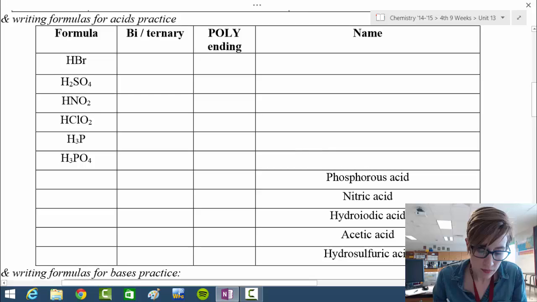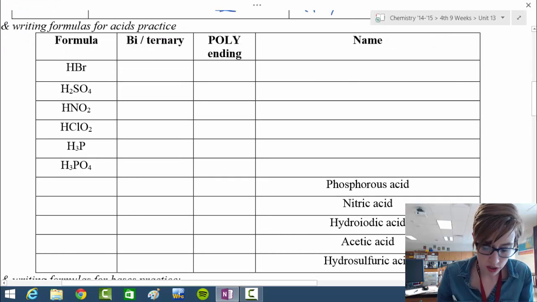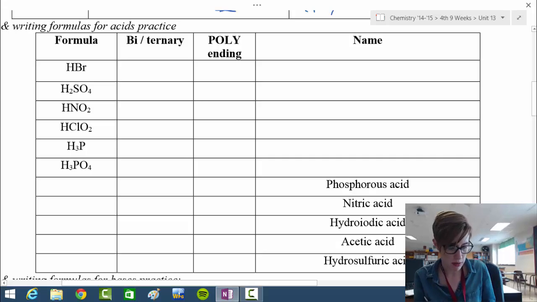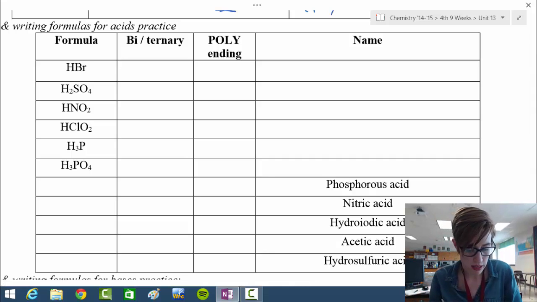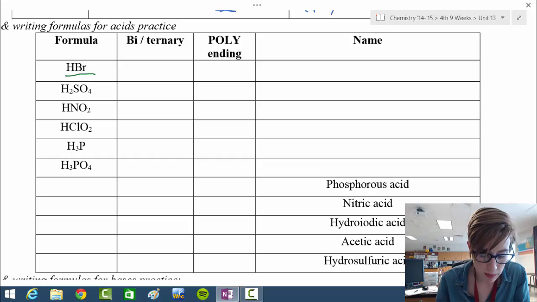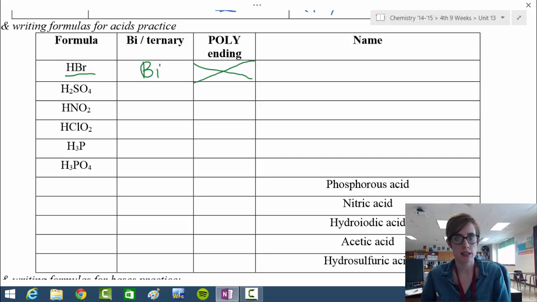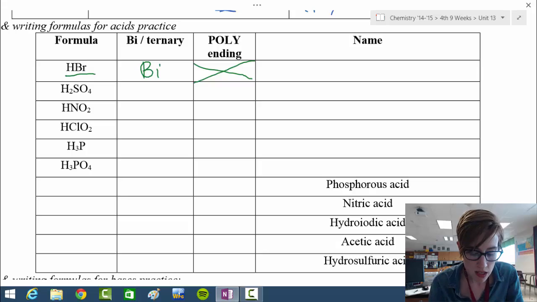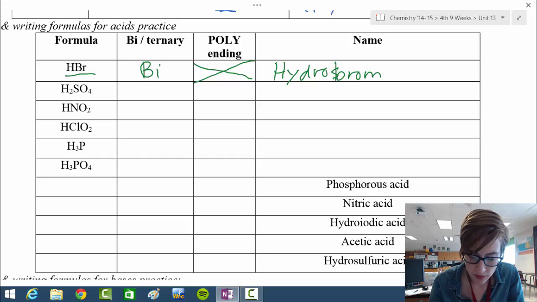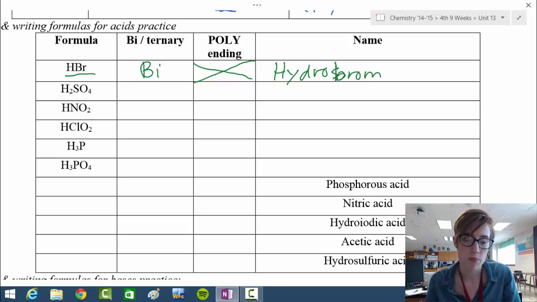So let's practice. First, I want you to mark down whether these are binary or ternary. I'm going to do maybe 3 with you, and then I'll let you do the others. This one here is binary because there's 2 elements, so I'm going to write bi. Here, there's no polyatomic, so I'm going to put an X through it. If it's binary, just put an X in this next box. And then lastly, we're going to name it. For binary ones, remember you put hydro, then the name of the element, which is bromide. If it has ide, just take the ide part off. So I'm going to put brom, and then you put the ending, which is ic acid. So this is hydrobromic acid.